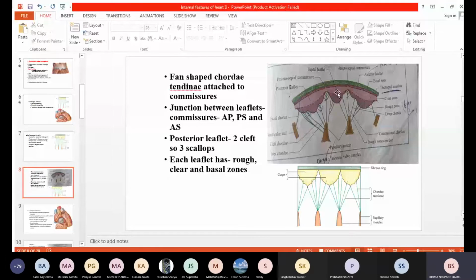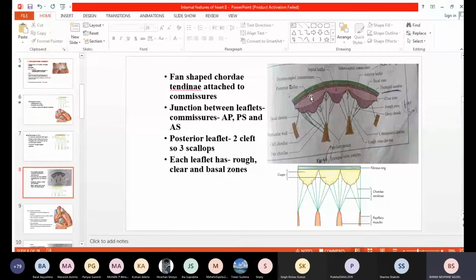You see the smallest one, the septal leaflet, which is not very well developed, whereas the anterior and the posterior are larger. This is about the cusp or the leaflet of the tricuspid valve complex.